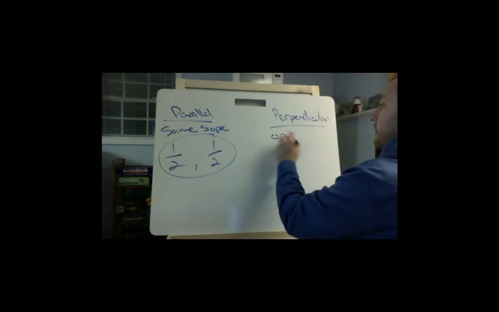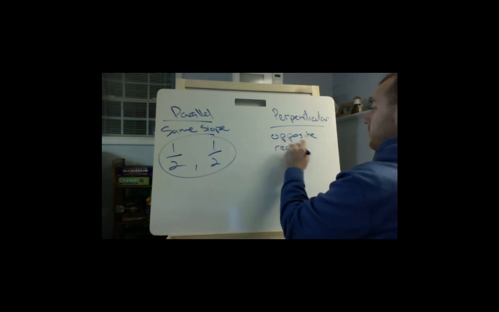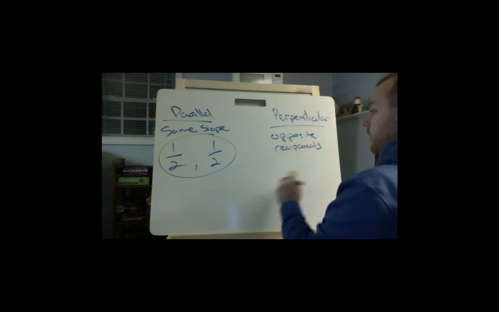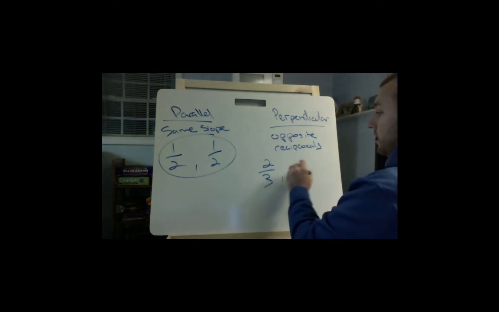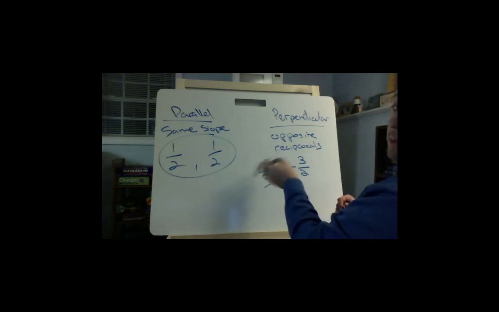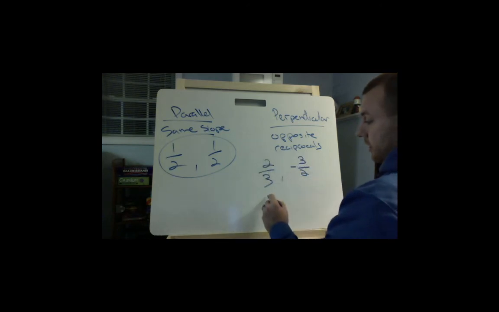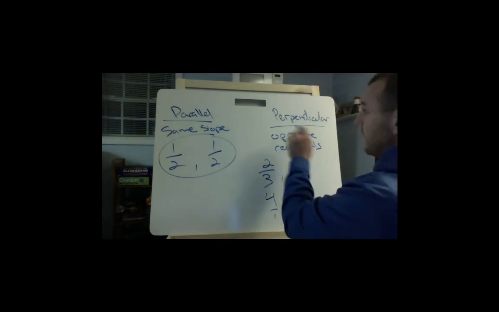Perpendicular means opposite reciprocals. So if one slope is 2/3, the other slope is negative 3/2. So I flip it and change the sign. If it's 4, I magically put a 1 under it, and it's negative 1 over 4. So that's perpendicular.